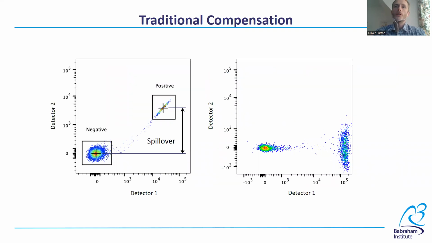In standard flow cytometry, we deal with spillover of fluorescence into off-target detectors through a process of compensation. Traditionally, the spillover is measured by calculating the difference in signal between a positive and a negative population. This spillover is calculated for each detector, and the inverted matrix is used to compensate, as we see on the right. This is the compensated data.